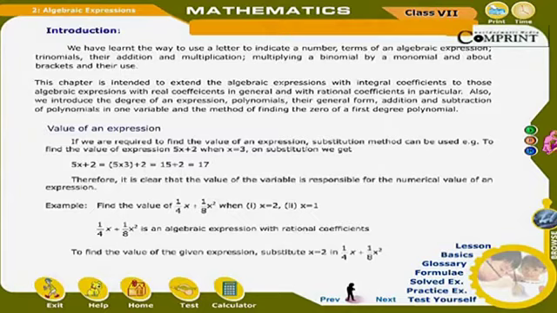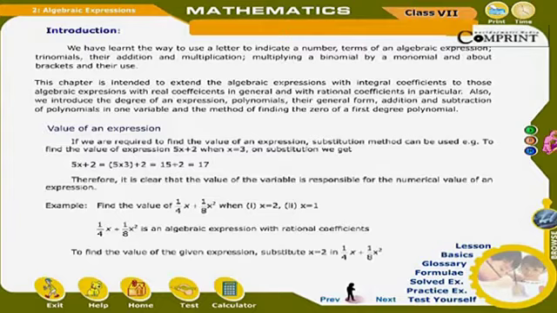Value of an expression. If we are required to find the value of an expression, substitution method can be used. For example, to find the value of expression 5x plus 2 when x is equal to 3, on substitution we get 5x plus 2 is equal to 5 into 3 plus 2 is equal to 15 plus 2 is equal to 17. Therefore, it is clear that the value of the variable is responsible for the numerical value of an expression.